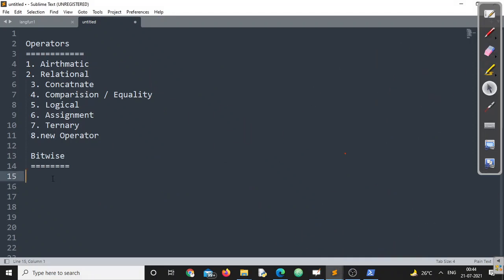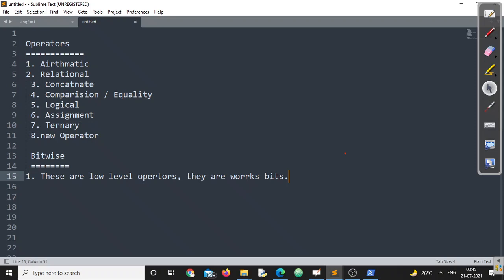So let us write the first point. The first point is these are low level operators. Why are these called low level operators, or what do low level operators mean? It means they always work on bits, individual bits, not only bits but individual bits, and they are used to manipulate each and every individual bit of a number.